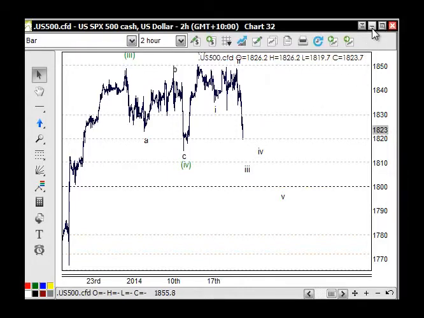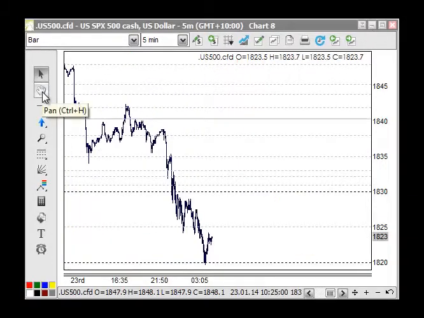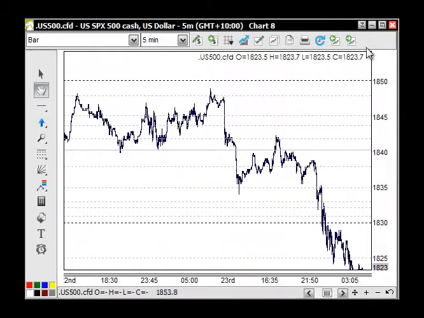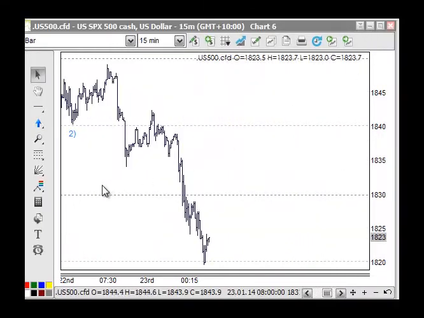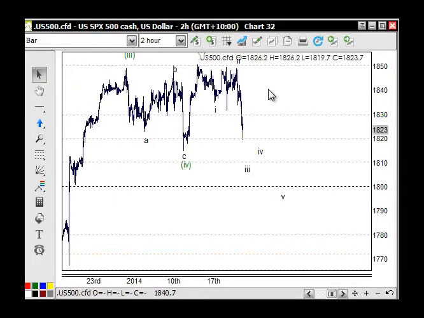Just drilling in here a little bit further. It's just the 5-minute chart here. I just got the 15. Sorry about that. I'll have to use this one, I think.